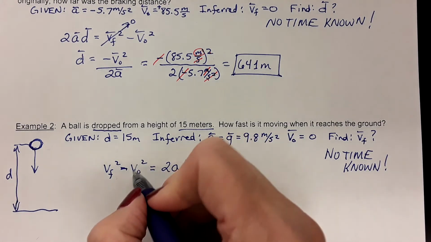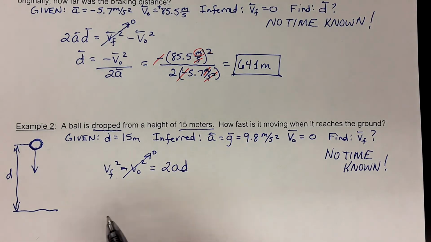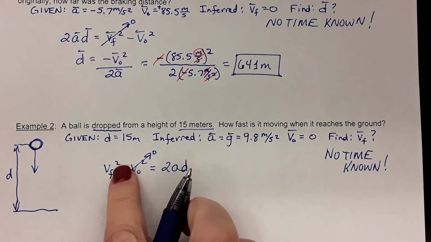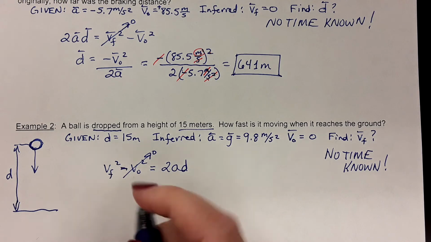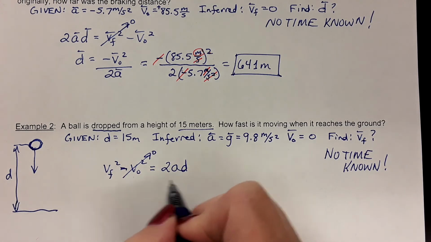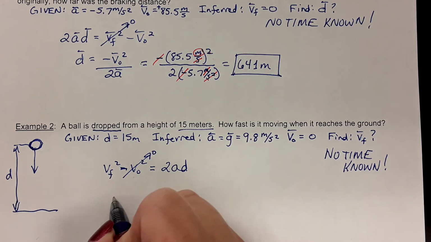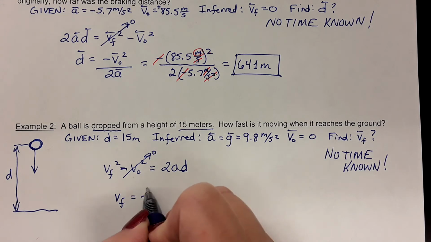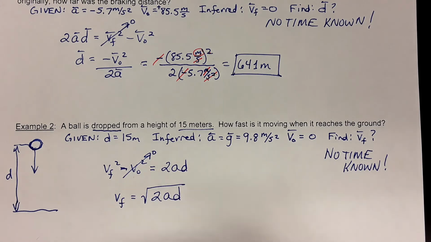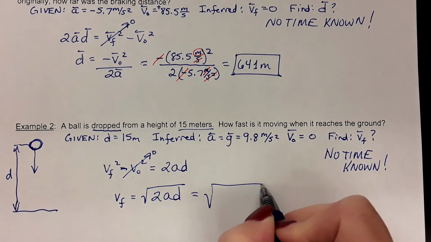Now, if the initial velocity is 0, that drops out. And we got to do something about that square. We're not asked to find the square of the final velocity. We're asked to find the final velocity. So we're going to have to square root this side, which means we got to square root that side. So we get VF equals the square root of 2AD. All right, now we can plug and chug.